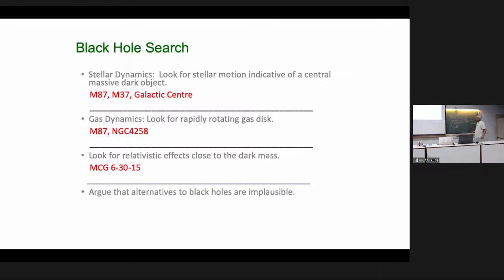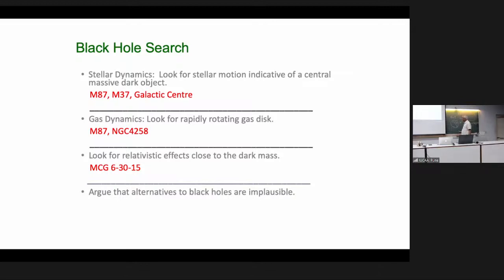What happens is you look at the motion of the stars around the center, and then you see whether there's a black hole. Then you look at gas dynamics. We have seen that the gas keeps going around the black hole, so you can look for disks, like the emission which comes from the disk. Then relativistic effects, meaning they will affect the shape of emission lines.